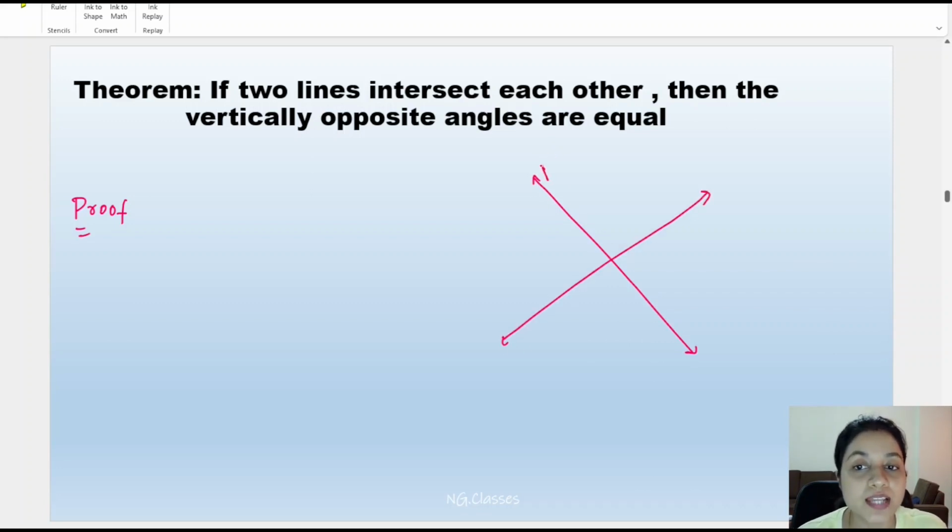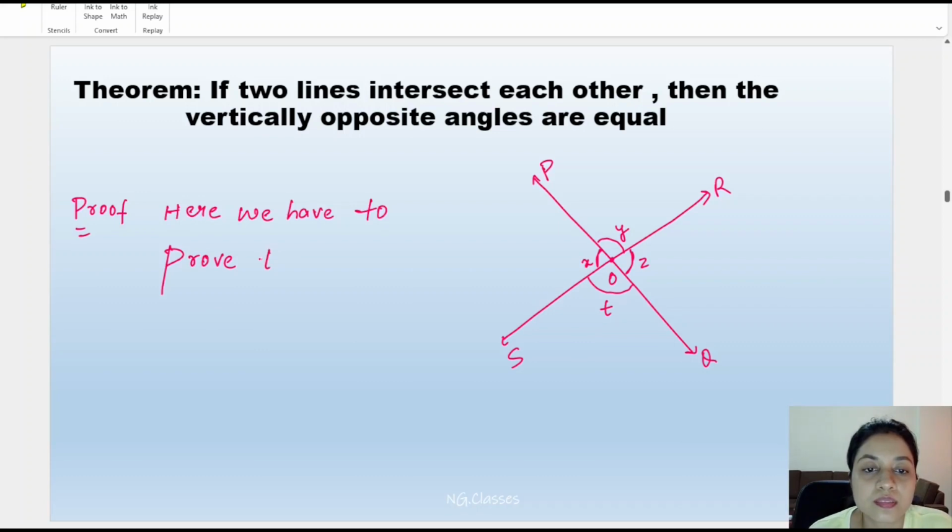Let's say the name of the lines are PQ and RS. Both are intersecting each other at point O. Now let's say this angle is X, this one is Y, this one is Z, and this one is T. Here we have to prove that Y is equal to T and X is equal to Z.